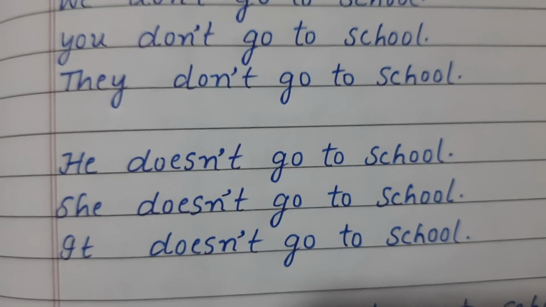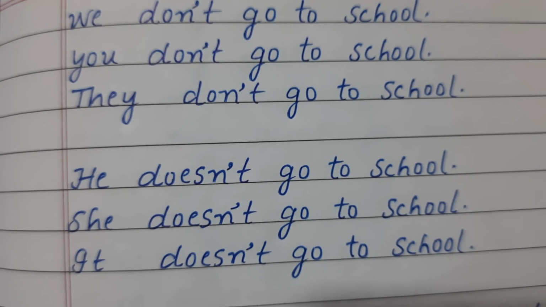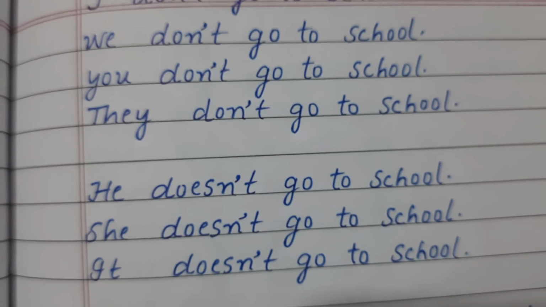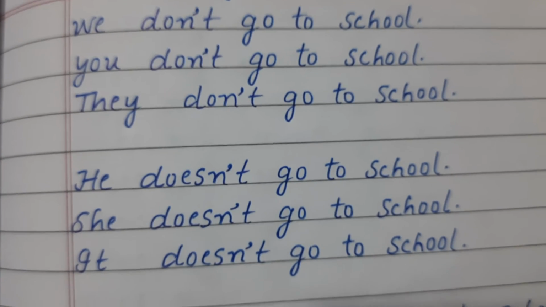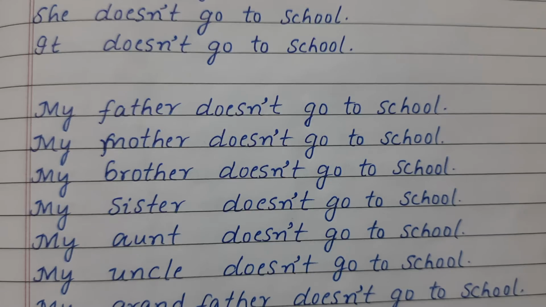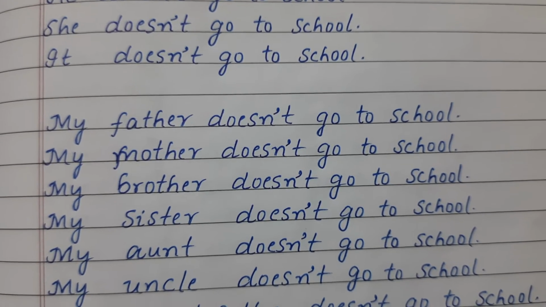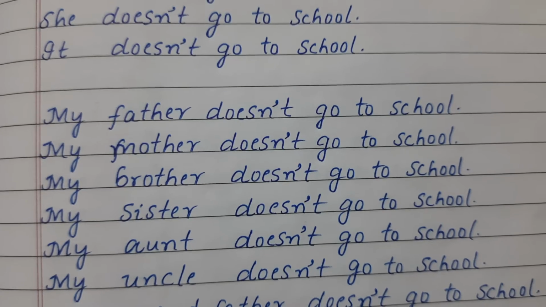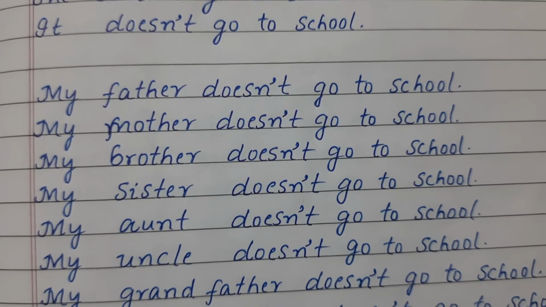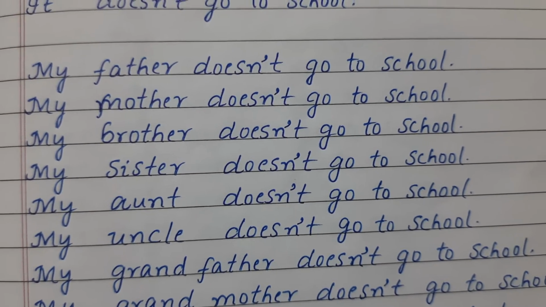The same way, he goes to school is a positive statement, and the negative statement for this sentence is he doesn't go to school. She goes to school. She doesn't go to school. It goes to school. It doesn't go to school. My father goes to school. My father doesn't go to school. My mother goes to school. My mother doesn't go to school. My brother goes to school. My brother doesn't go to school. My sister goes to school. My sister doesn't go to school.